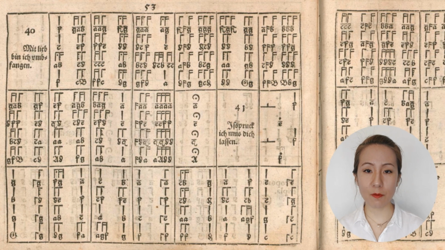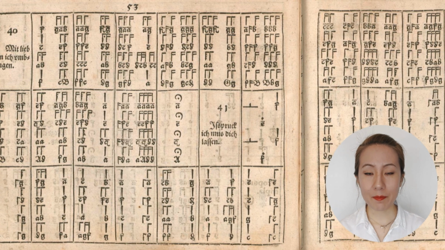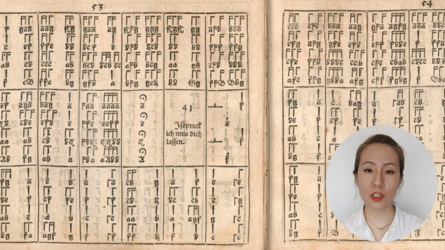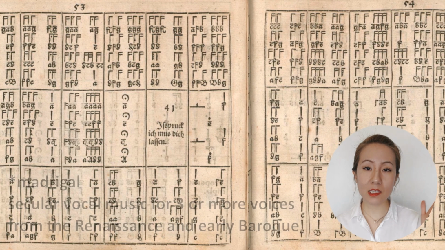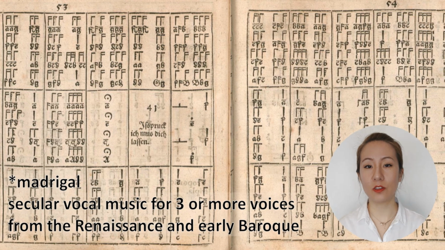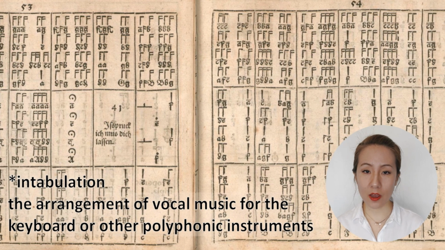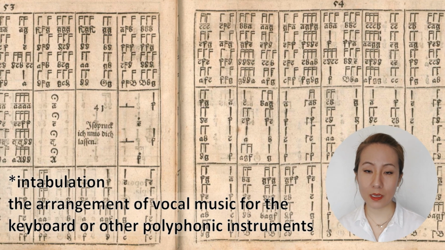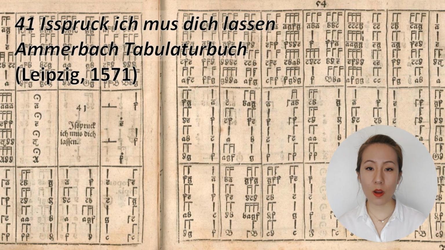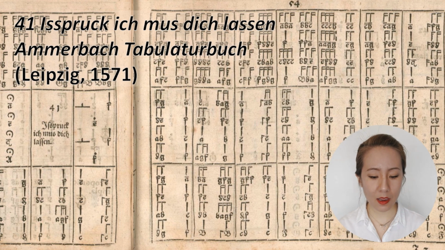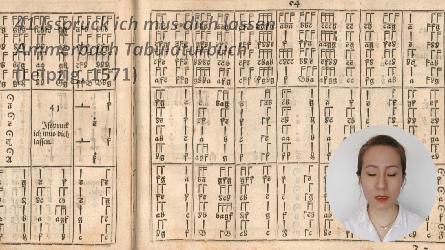Now, the reason I chose this topic was because of my first encounter with it some 4 or 5 years ago. It was during my previous studies before coming to The Hague. My harpsichord colleagues back then and I had a group session with our teacher in which we looked at this 4-part madrigal you see on the screen. As you can see, it's an intabulation of a popular tune of the day for the keyboard. And it comes from the Ammerbach Tablature book, which was printed in 1571 in Leipzig, Germany.